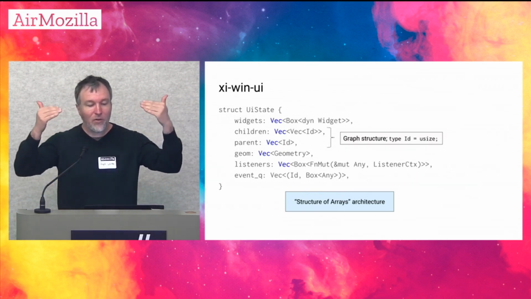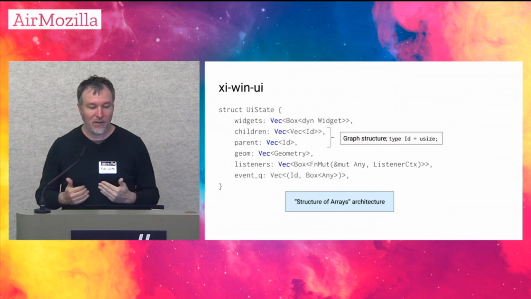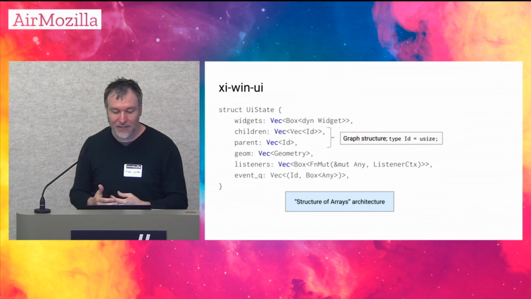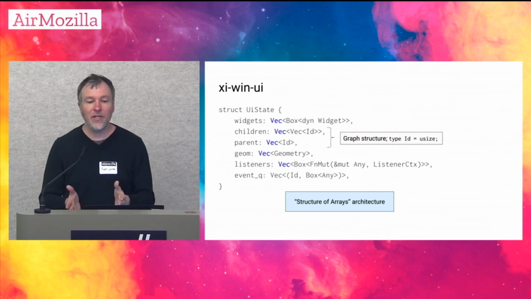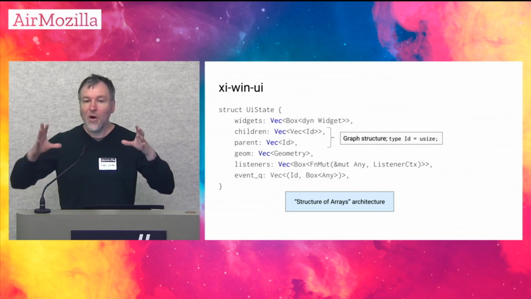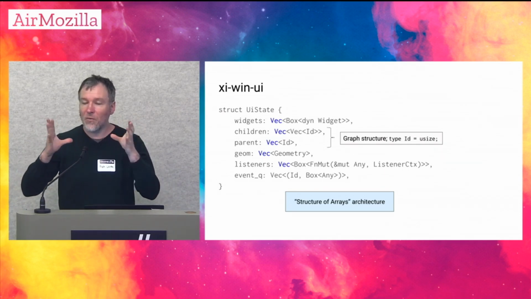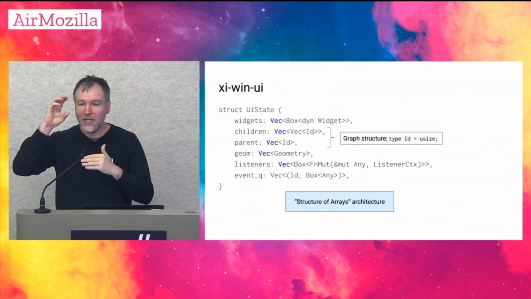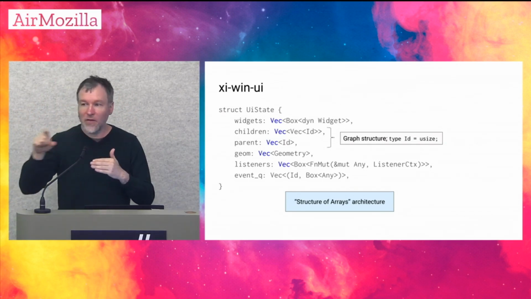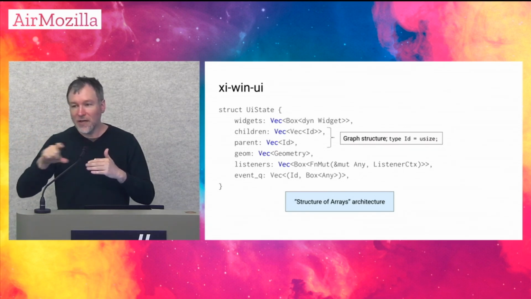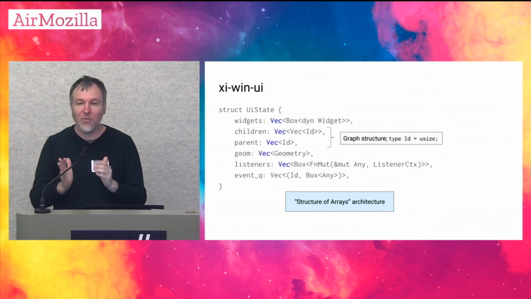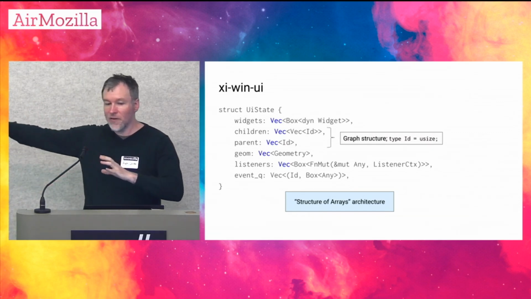So I'm going to walk through the actual implementation, the actual struct that implements UI state in this case. And the first thing that you'll notice is that I've got a structure of arrays architecture. In an object-oriented world, all of the state for a widget is in that widget. So you've got the widget-specific behavior, you've got the references to children and parent, you've got other things like geometry, all of that is encapsulated in one object, and then you have a whole bunch of those.